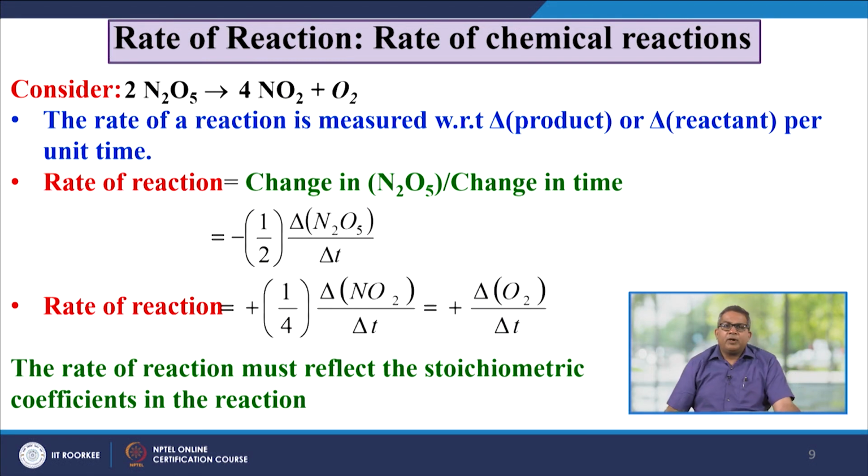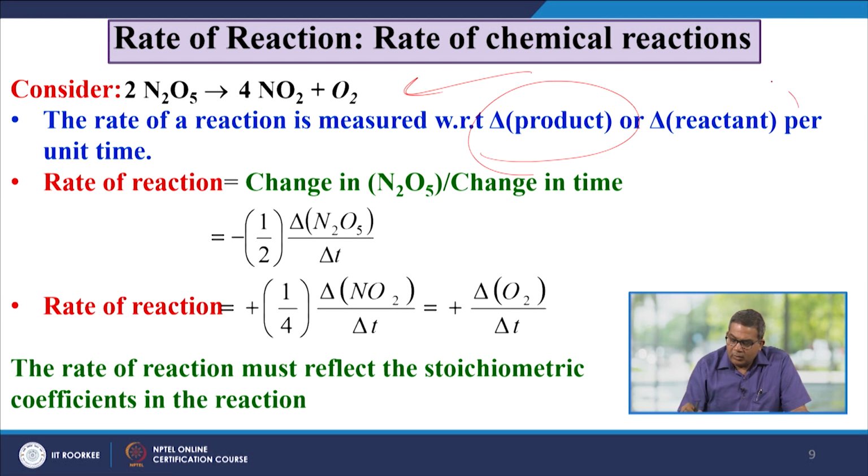Now, let us talk about the rate of chemical reaction. Let us take another example of this particular equation, that is 2N2O5. This dissociates into 4NO2 plus O2. The rate of reaction is measured with respect to the change in the product concentration or the change in the reactant concentration per unit of time.